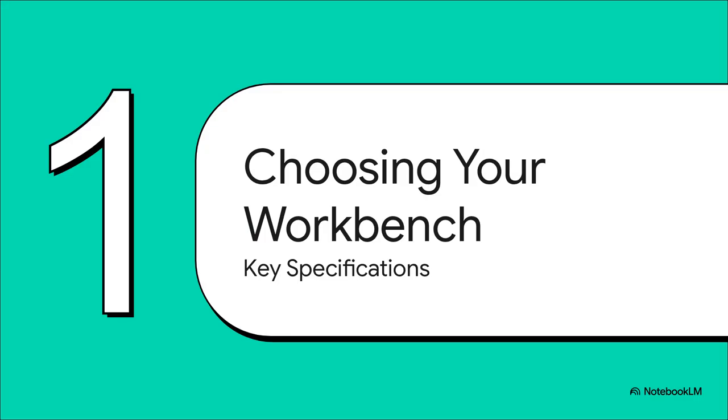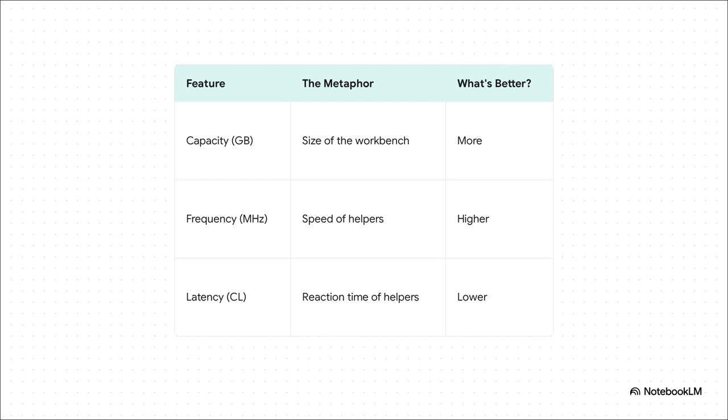All right, so it's pretty clear this workbench is essential. But not all workbenches are the same. When you're picking one out for your computer, its quality really boils down to 3 key specs. First up, you've got capacity, measured in gigabytes. This is simple. It's the size of your workbench. The bigger the bench, the more apps you can have open at once without things getting crowded and slow.